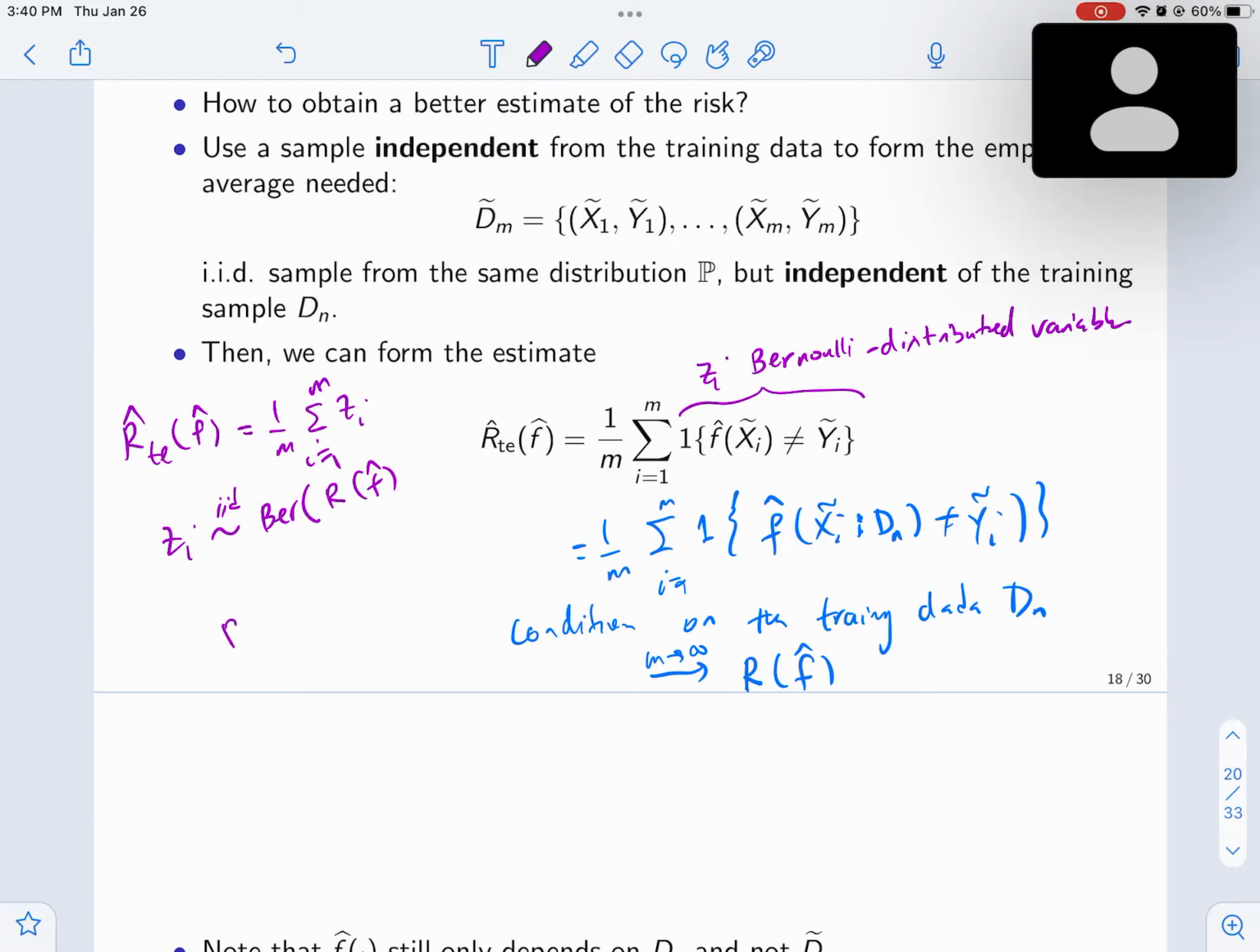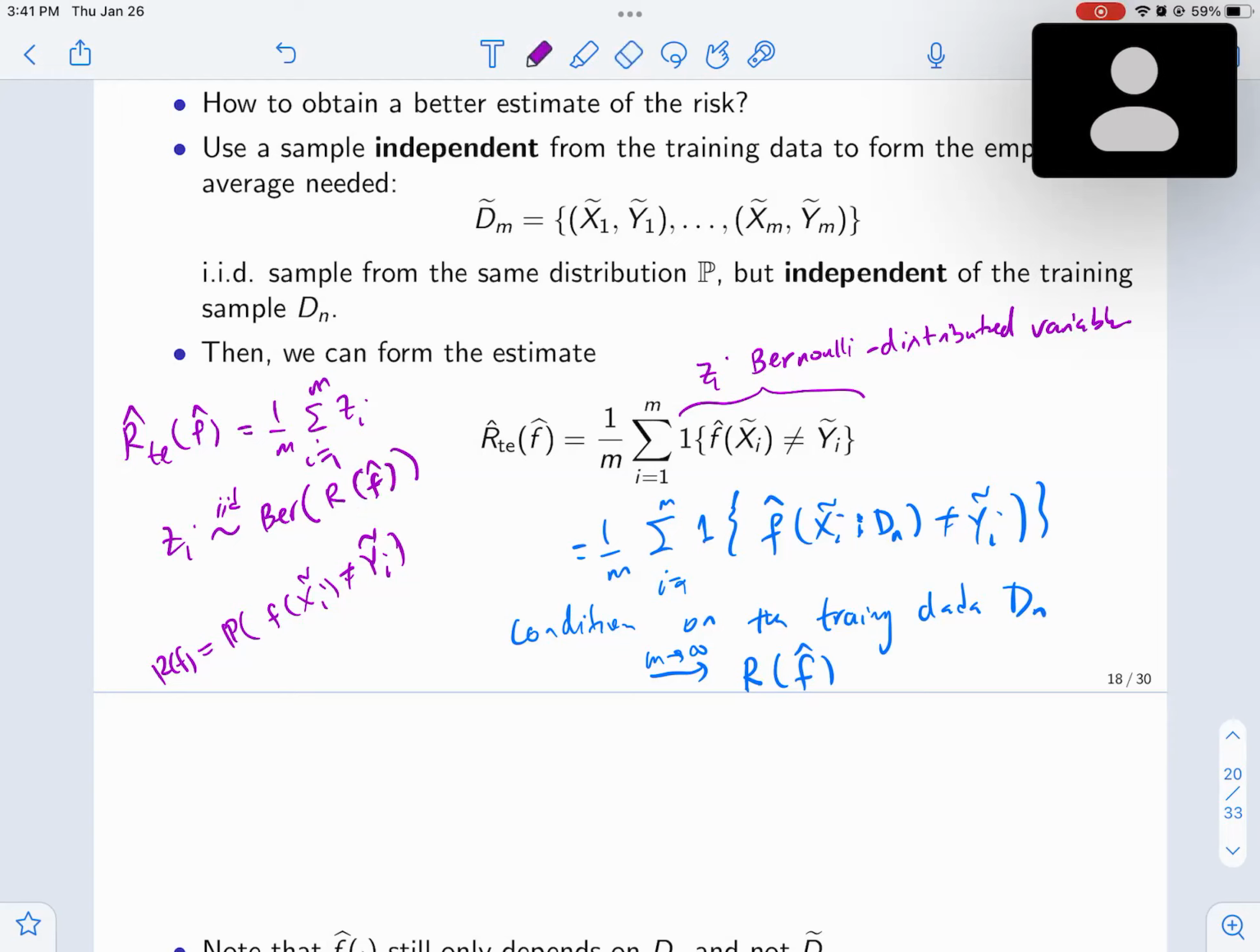So it's like the probability of, remember this for a fixed f, something like this is the risk, the misclassification rate, right? So this is the probability. The probability of this coming up 1 is just the risk that you're after. So you're basically flipping a coin with the probability of coming up heads being the quantity that you're after, which is just the risk of f hat, right?